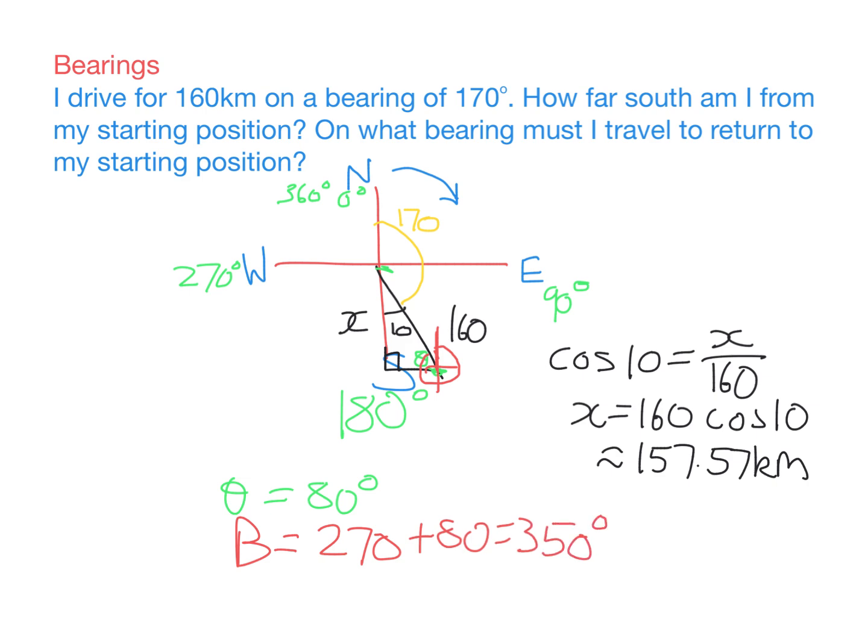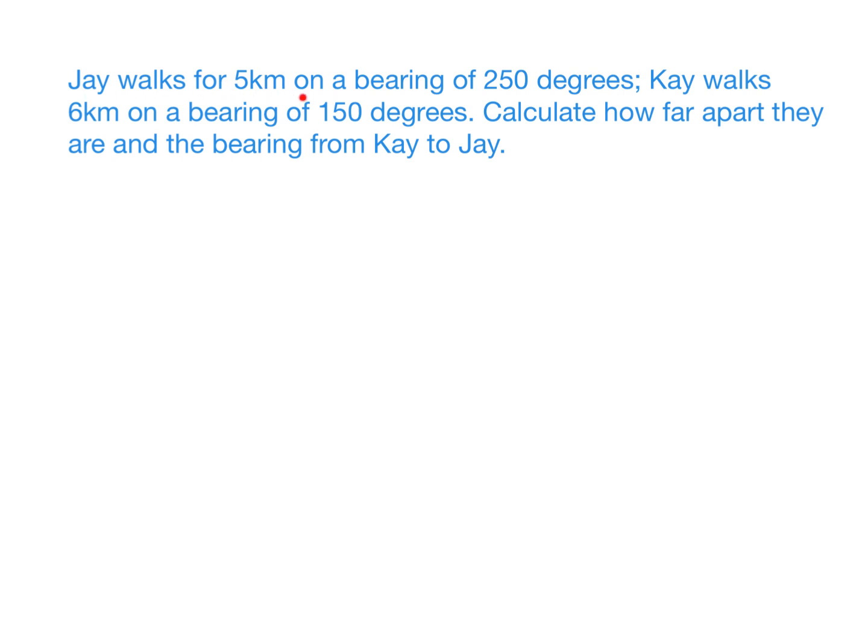All right, let's now look at another bearings question. So this time J walks for 5 kilometers on this bearing, K walks for 6 kilometers on this bearing. We're going to calculate how far apart they are and the bearing from K to J. So they're both starting here. We'll draw a compass there. Okay, so firstly, J goes for 5 kilometers on a bearing of 250. So 250 is going to be over here, just less than 270, which is due west.